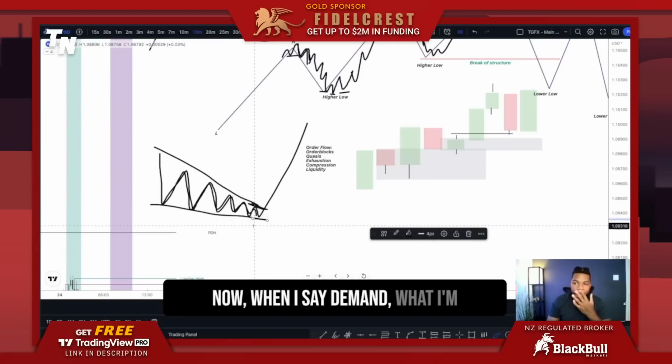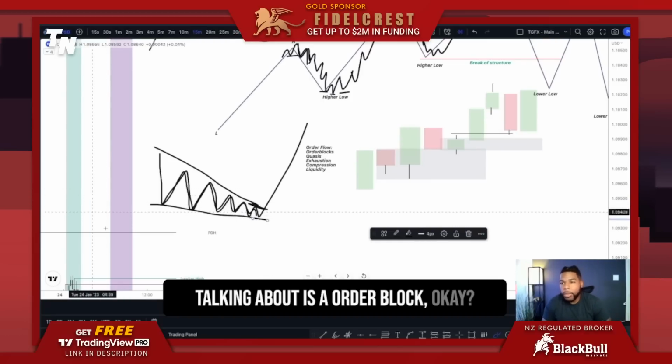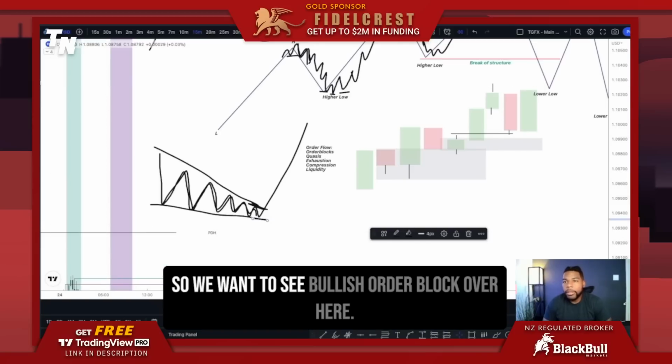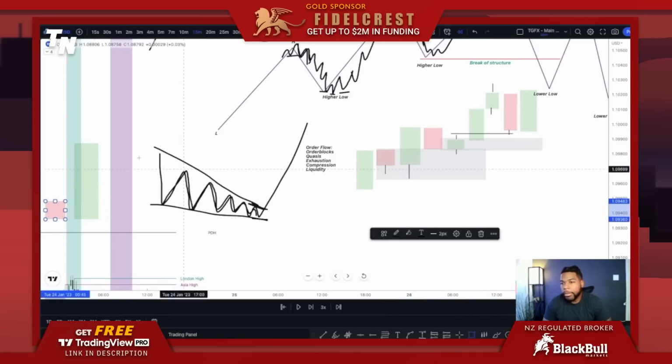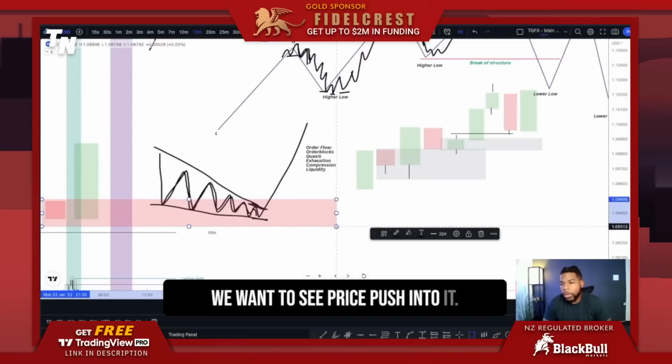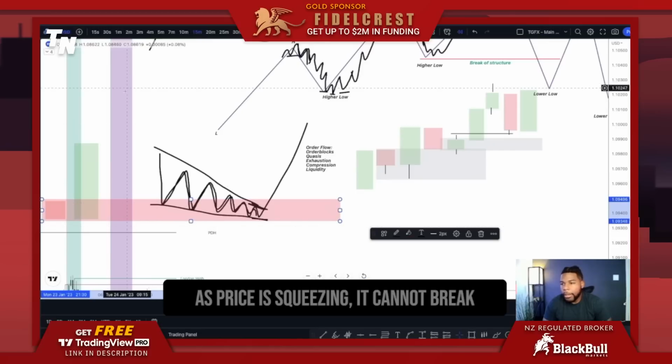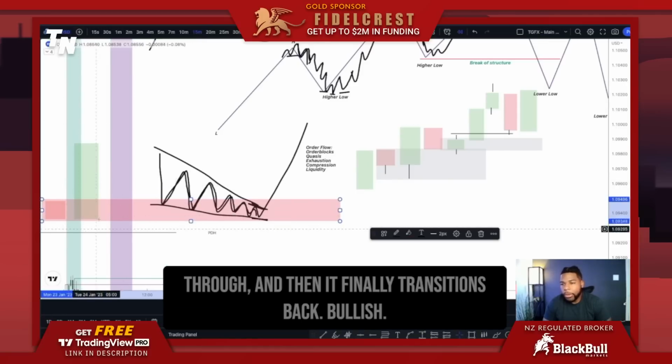Now, when I say demand, what I'm talking about is an order block, okay? So we want to see a bullish order block over here. We want to see price push into it. As price is squeezing, it cannot break through, and then it finally transitions back bullish.